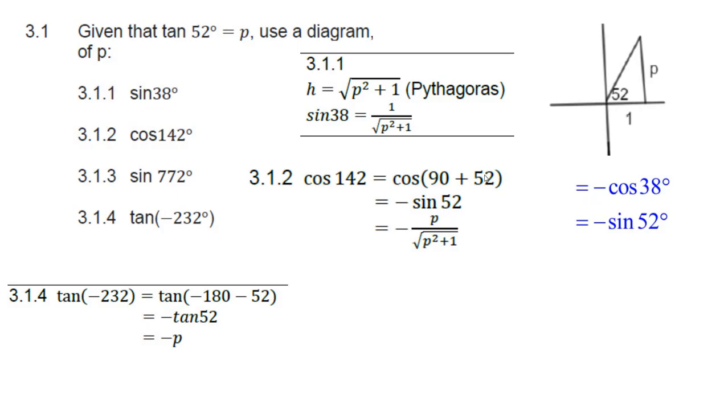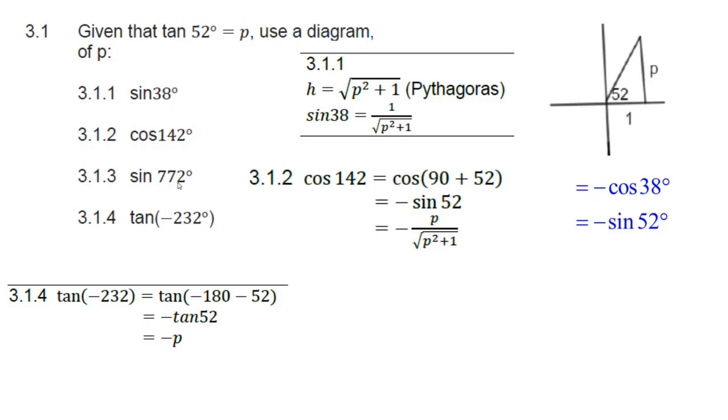Now, you could do this. It is 90 plus 52, and that's called cofunctions, and it's minus sine 52. But I did it this way. The cosine of 38 degrees, it's 38 degrees away from 180, but cosine's negative in the second quadrant. But the cosine of 38 is the same as the sine of 52 degrees. So it got to the same place, the minus of the sine of 52. And I'm looking at 52 there, and I know that's root p squared plus 1. So I get to the same answer.